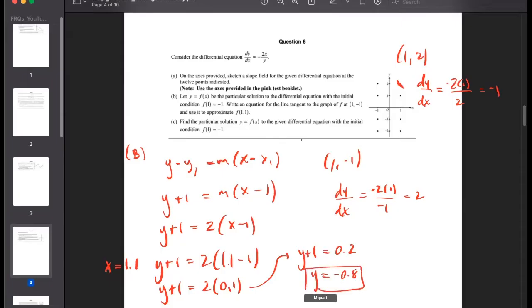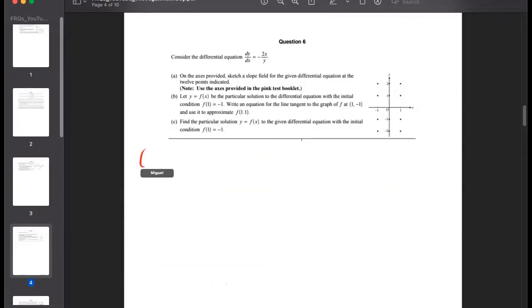And that is our estimate of f of 1.1. That's it. So as you can already tell, part A and part B are really simple, as long as we're aware of the types of problems that they're going to give us. So now let's go to part C. They want the particular solution at the initial condition f of 1 equals negative 1.